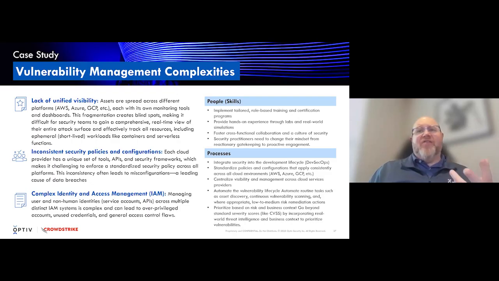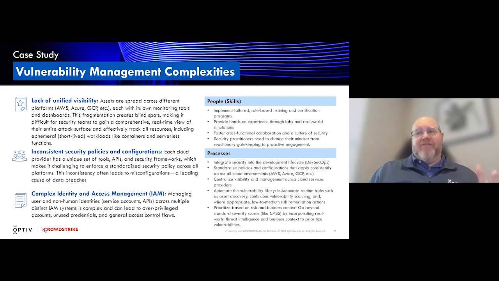Inconsistent security policies and configurations, as each cloud provider has a unique set of tools. Really, it's challenging to enforce a standard set of policies and vulnerability management practices across those. This oftentimes leads to misconfigurations or unknown vulnerabilities to the organization, because not all tools are equal.